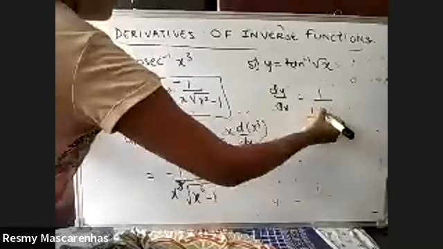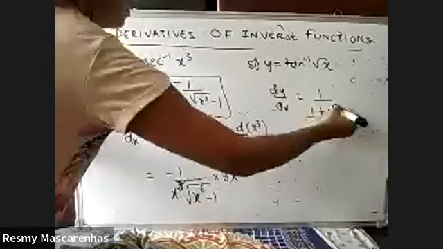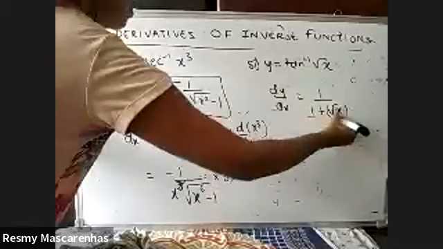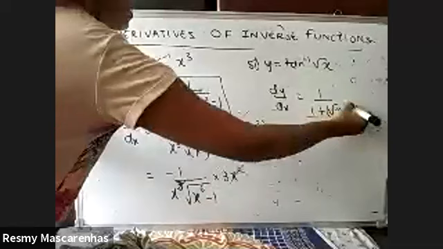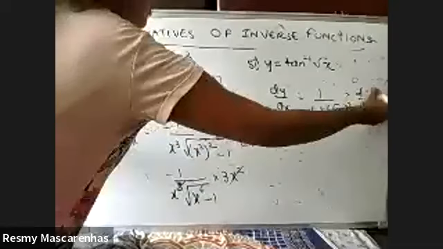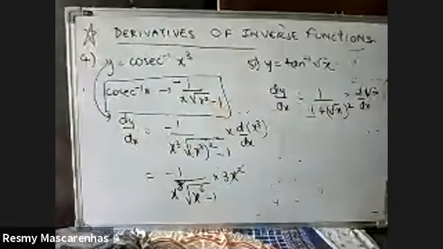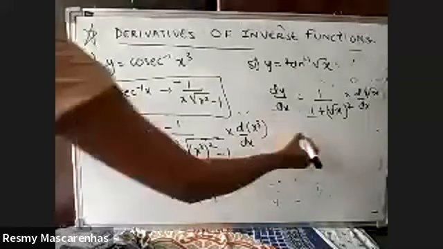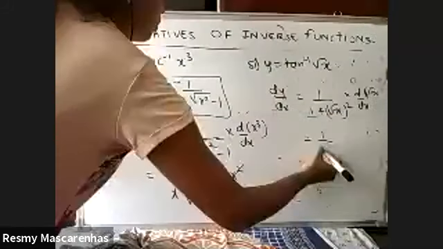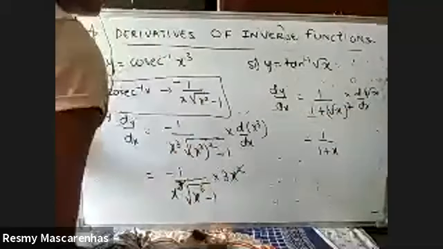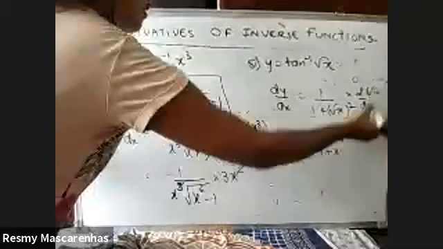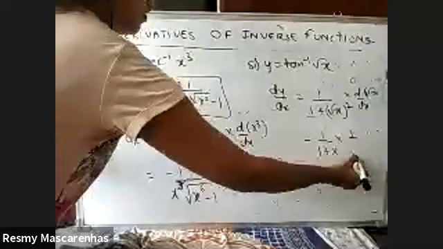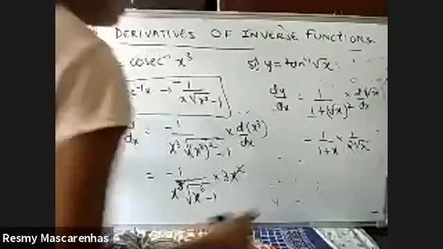1 upon 1 plus x square. Instead of x square, what will come? Root of x. Extra derivative of root x. So answer will be 1 upon 1 plus x, root x square will cancel, and derivative of root x is what? 1 upon 2 root x. So this is the answer.